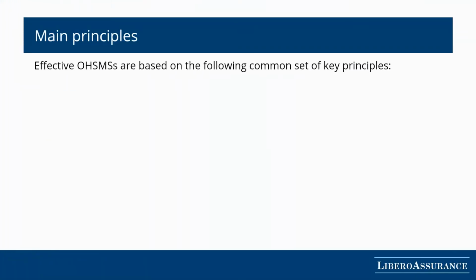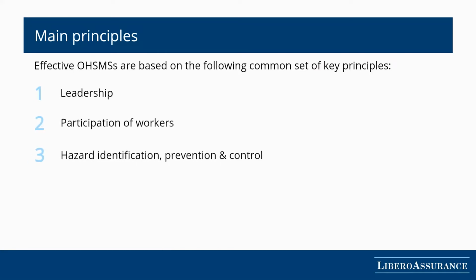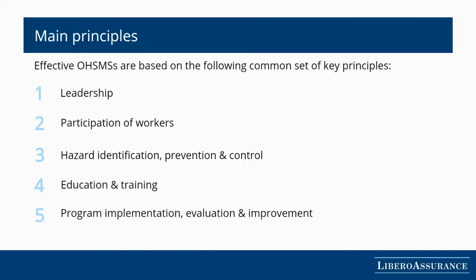Effective occupational H&S management systems are based on the following key principles: 1. Leadership. 2. Participation of workers. 3. Hazard identification, prevention and control. 4. Education and training. 5. Implementation, evaluation and improvement.